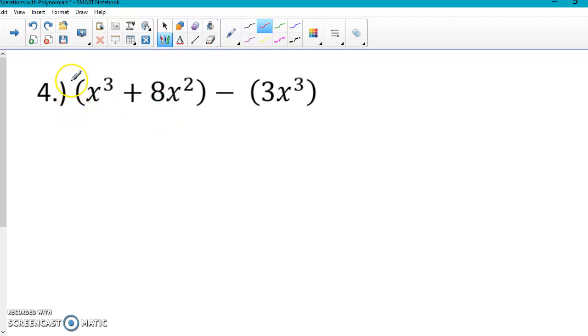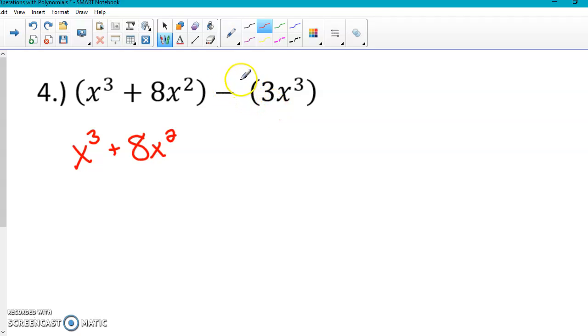There is an understood positive 1 in front of this parentheses. So if I multiply by a positive 1, nothing changes. So I get x cubed plus 8x squared. That does not change. Okay? All right, so now what's different is I've got a minus sign in front of this parentheses.